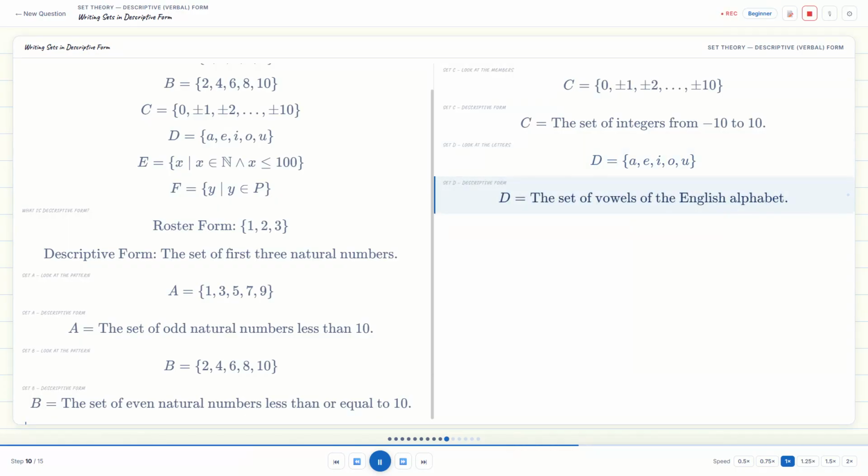So we write D is the set of vowels of the English alphabet. Short and sweet. That one sentence tells us all 5 letters.